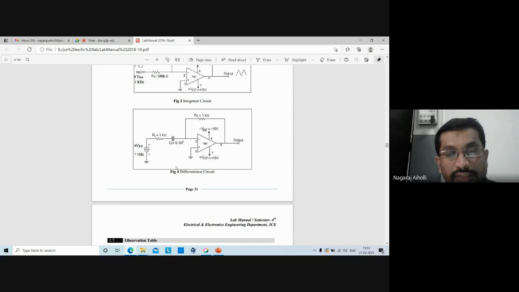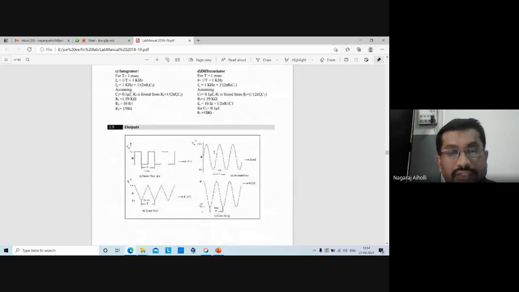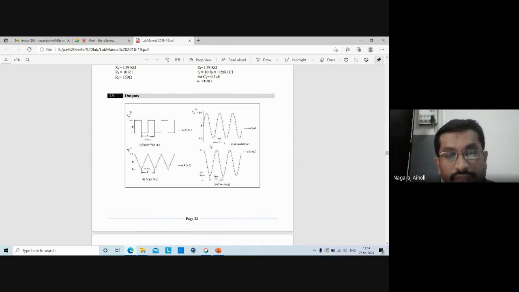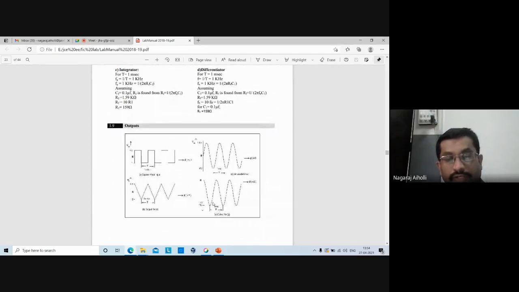Then differentiation of a sine wave. If you differentiate the sine wave, what do you get? You can check the waveforms here. See here. If you integrate a square wave, you get a triangular waveform. Similarly, if you integrate the sine waveform, it is the cosine waveform. Correct? Integration of sine is cosine, is it not? So you'll get the cosine waveform, which is slightly phase shifted with respect to the reference.